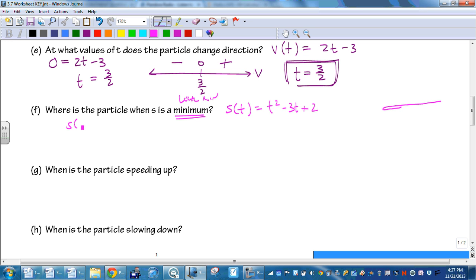If we do s of 0, or initial position, put 0 in there, we're going to get 0 minus 0 plus 2. So we have an initial position of 2 meters.